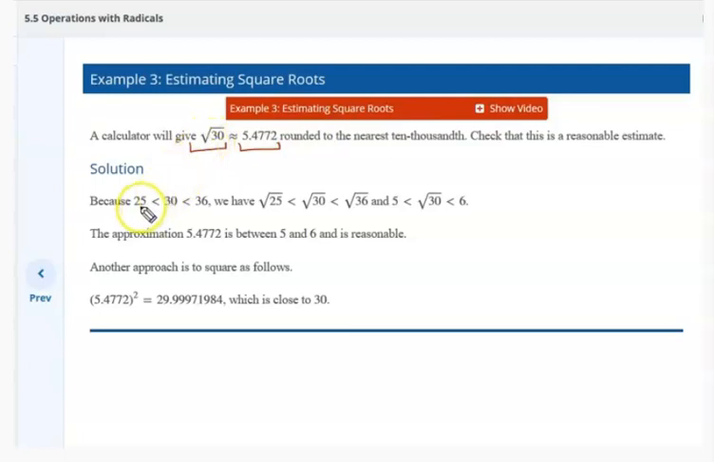And as we see here, 25 is less than 30, and 30 is less than 36. So here, the square root of 25 is 5, and the square root of 36 is 6. So you can see that this is between these two numbers. And here they're saying, even if you extend it, it doesn't quite get close to 30, but it gets close to it. All right.